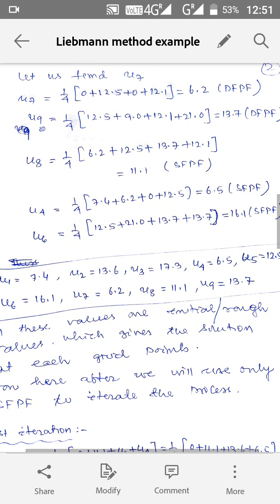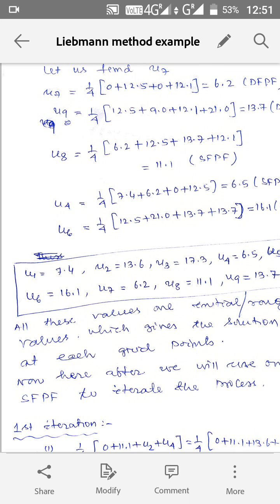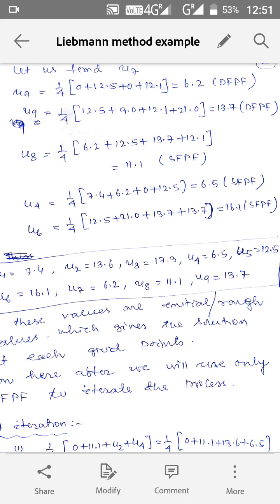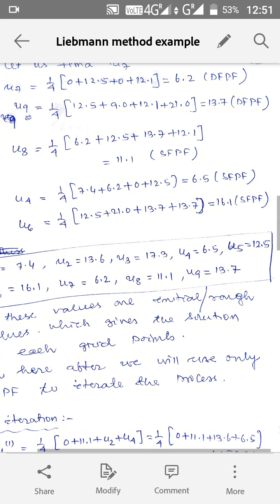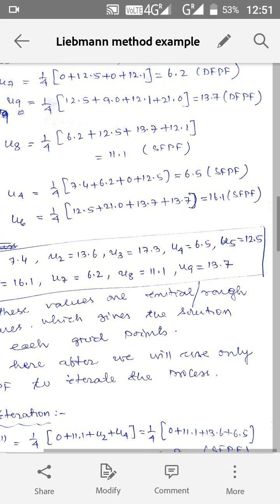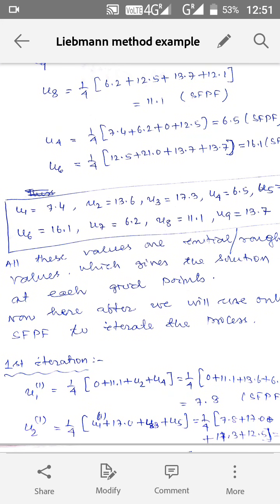So all those values of U1, U2, U3, U4, U5, U6, U7, U8 and U9 are called rough values or initial values, which give the solution at each grid point. Now hereafter we will use only the standard 5 point formula, and we will try to improve the values of u1, u2, u3 and so on, up to u9, by using the Liebmann iteration method.